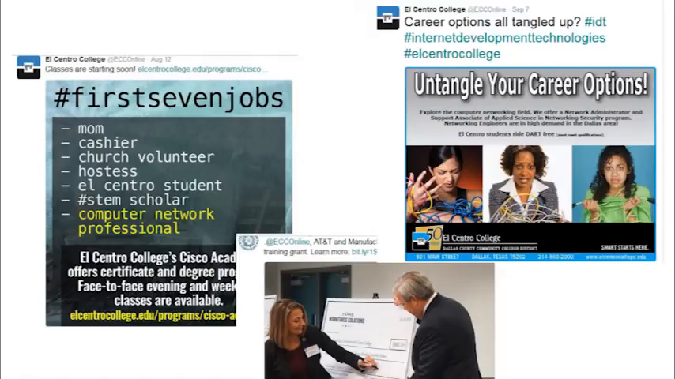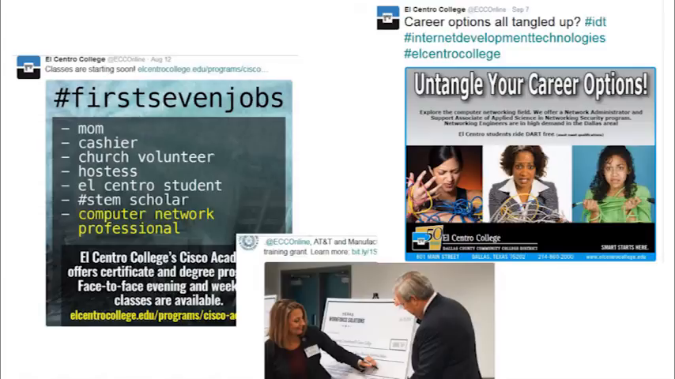which used humor and also challenged that current thinking of how can I possibly get from where I am today in my hourly wage job to really a professional career. And it's that hashtag for 7 jobs, which was a great campaign, and you can obviously read the progression there. Very creative. And then the Untangle Your Career options as well.